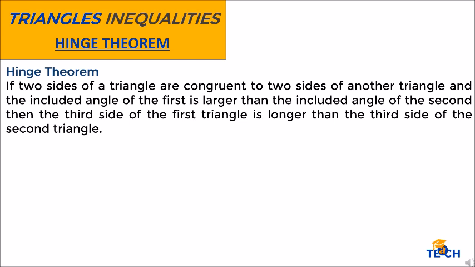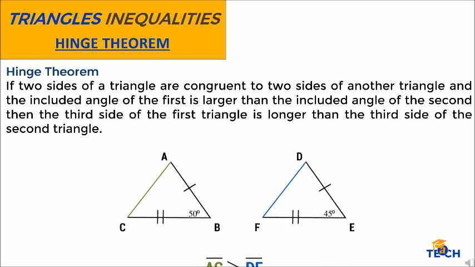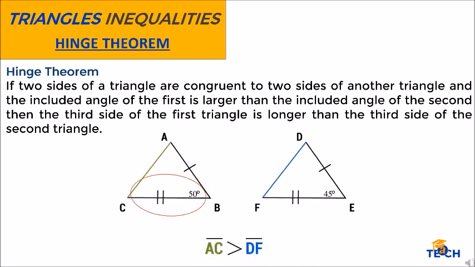For example, for the figure below, we have here line CD is equal to line FE. We also have here line AB is equal to line DE. But as you can observe, angle B and angle E have different angles. For angle B, we have 50 degrees, and for angle E, we have 45 degrees. So let me ask you, which among the two has a longer opposite side? Is it angle B or angle E?